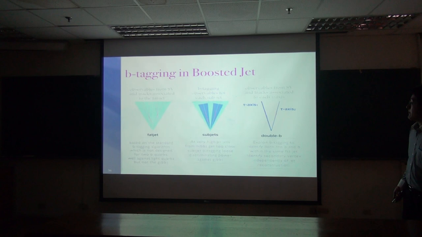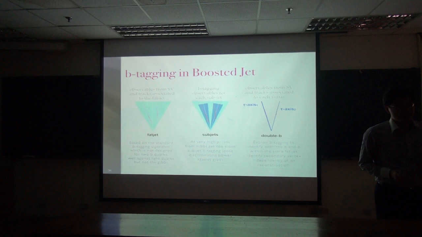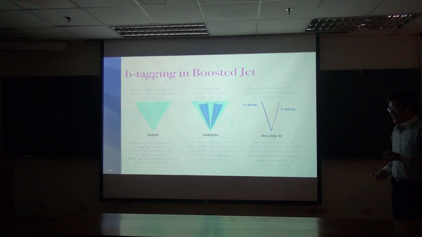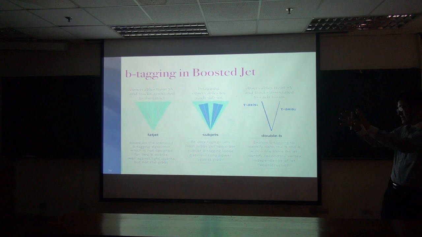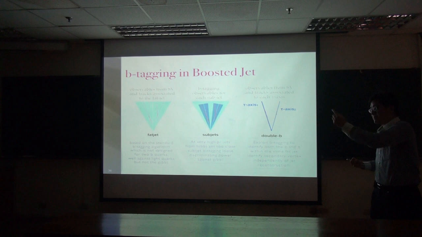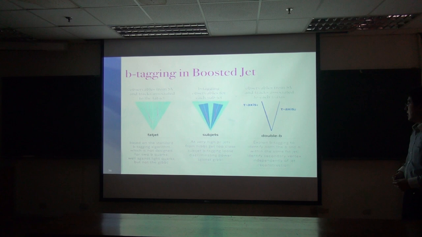So one way is ordinary b-tagging run through a whole big fat jet. It's so-called fat jet tagging. It sounds a little bit fatty, but that's life. Or, since there are two subjets in a big jet, we can take out the subjets and use an ordinary b-tagging algorithm to run on these subjets to detect if there's one b-jet or two b-jets within the cone. Or there's a special algorithm to really tag two b-quarks within a cone.